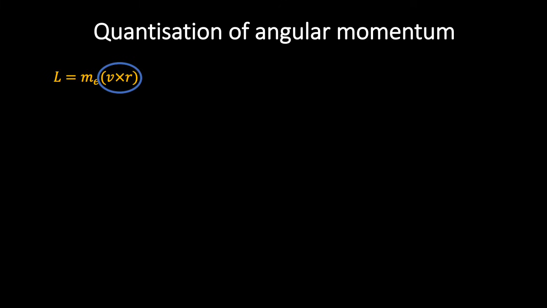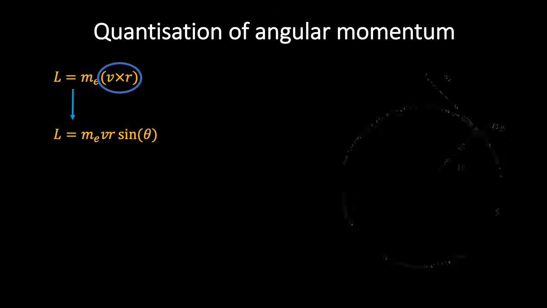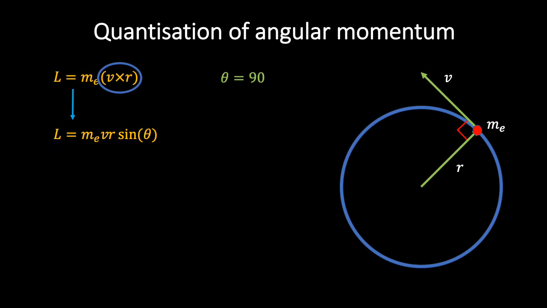Furthermore, the magnitude of the vector cross product of any 2 vectors is given by multiplying together the magnitudes of the individual vectors and the sine of the angle between them. In the case of an electron in a circular orbit, this angle is always 90 degrees, and therefore sine of 90 equals 1, and we see that the angular momentum is equal to the mass of the electron times the velocity times the radius.